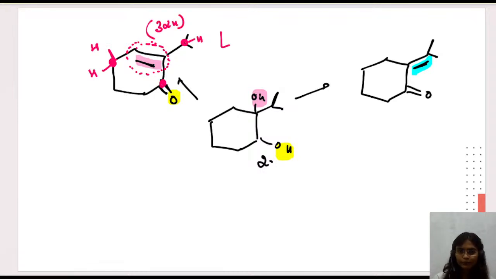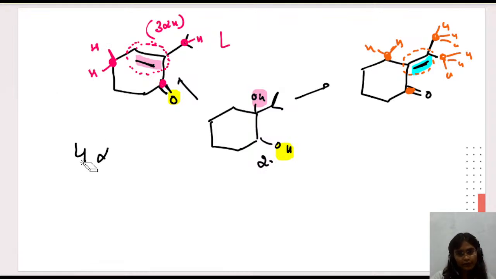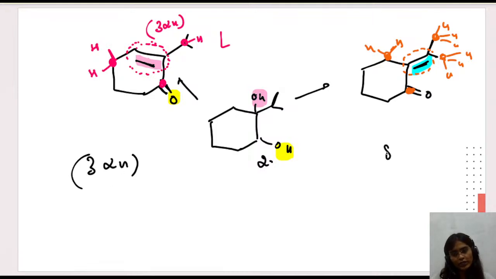Now, how about this? Look at this double bond. Which carbons are there? One carbon, two, three, and four carbons. So how many total hydrogens are you observing? One, two, three, four, five, six, seven, and eight. So in the final product you have three alpha hydrogens, and on this side you have a total of eight alpha hydrogens.